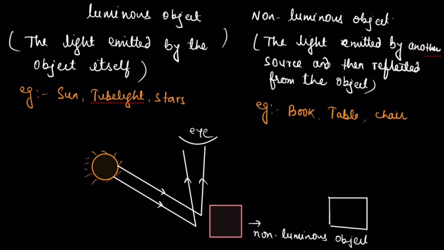But at night we can't see the non-luminous object, because to see the non-luminous object light must be required. Like at night we can't read the book because we don't have any other luminous body around us. So luminous and non-luminous are both types of object. A luminous object can emit its own light, but a non-luminous object can't emit its own light. They need help to get reflected. I hope you understood this point clearly.